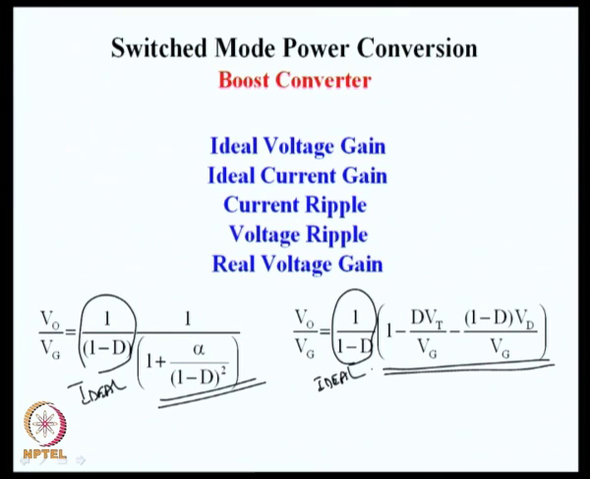This ideal value is now modified by a correction factor in both the cases. So, in the case of inductor resistance, it is modified by 1 by 1 plus alpha by 1 minus D squared. In the case of switch drops, a similar modification, a correction factor exists, and it is possible to find out these factors applying the same principles of volt-second balance on the inductor.